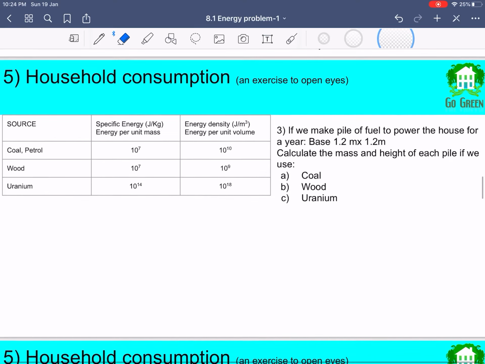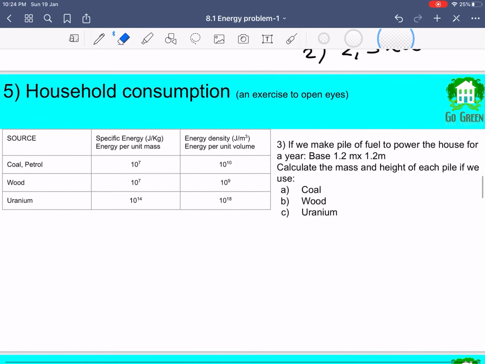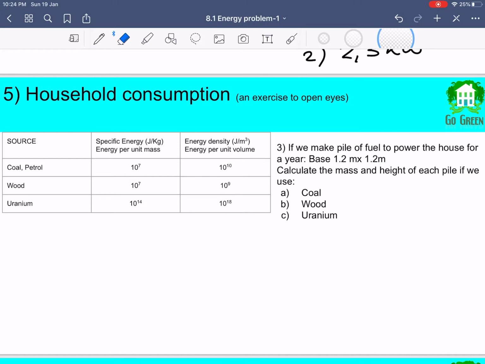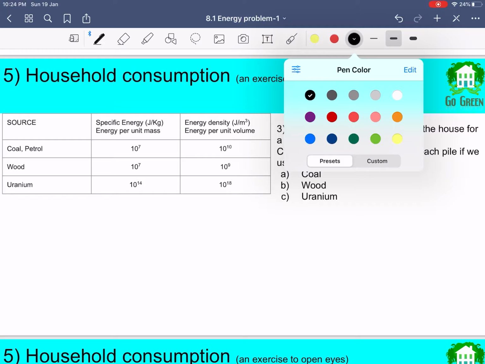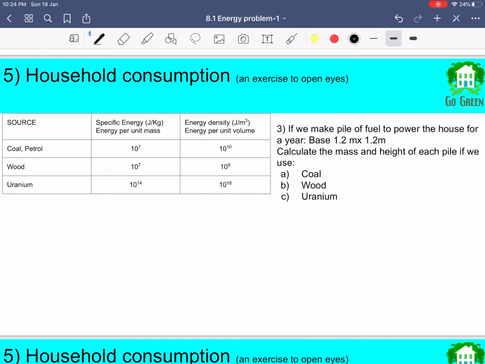Okay, once we have the energy and the power, we could do something else. Question number three. What happens if we use different fuels to power that house? For instance, what happens if we use coal or petrol or wood or uranium? So what mass? I'm going to calculate the mass, first for coal.